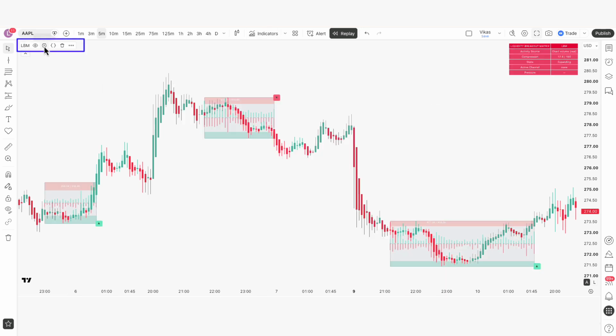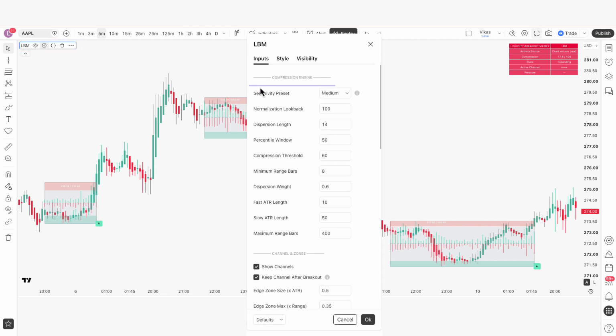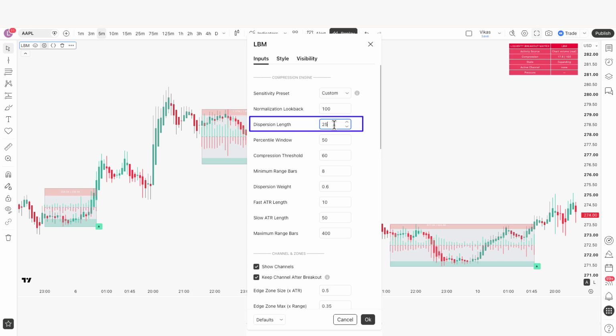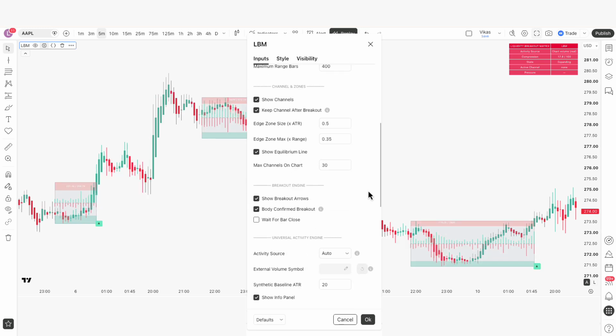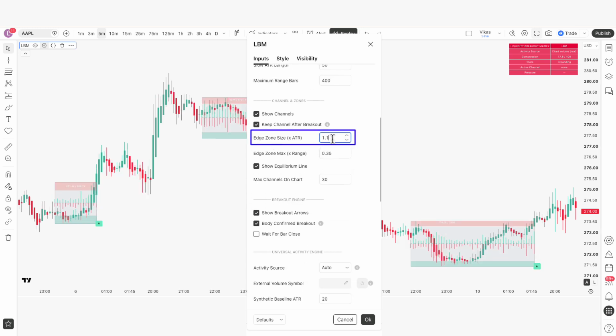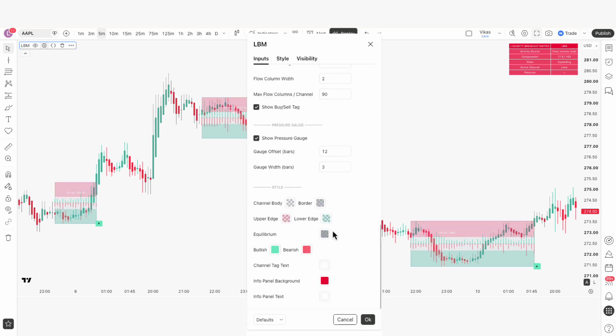Now the indicator settings change for perfect signals. First, change the sensitivity preset from medium to custom, and then change the dispersion length from 14 to 24. After that, change the fast ATR length from 10 to 2, and change the edge zone size from 0.5 to 1.75. And then change the upper edge color to red and pink. Once all changes are made, click OK.